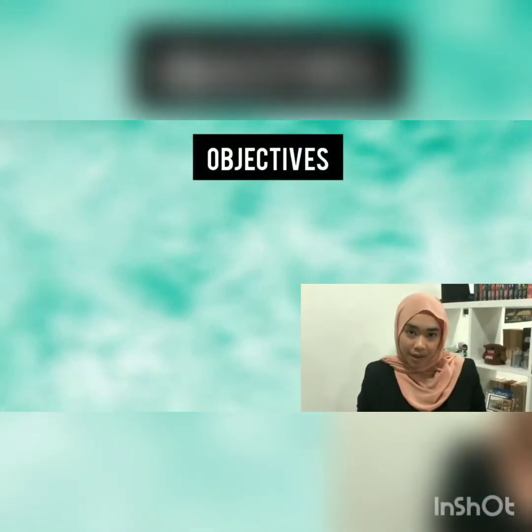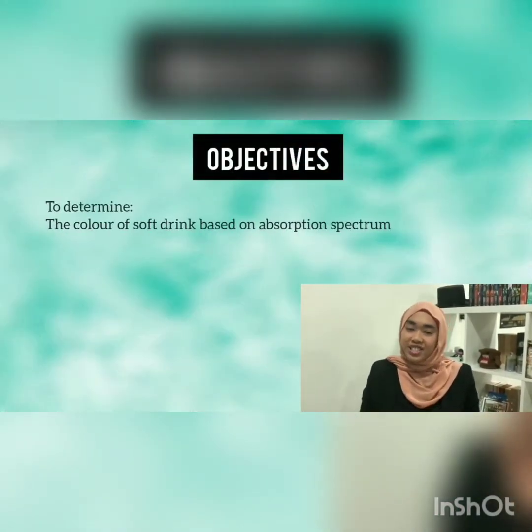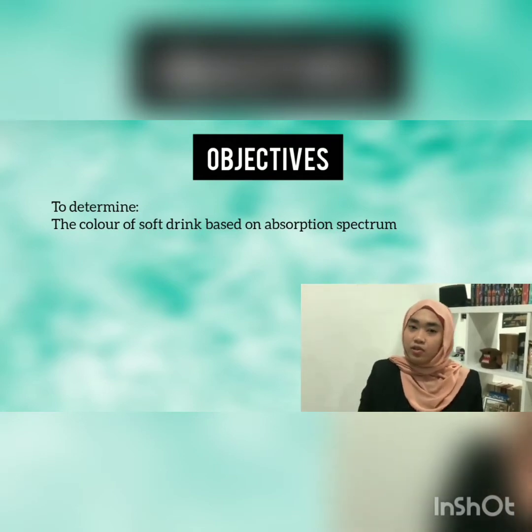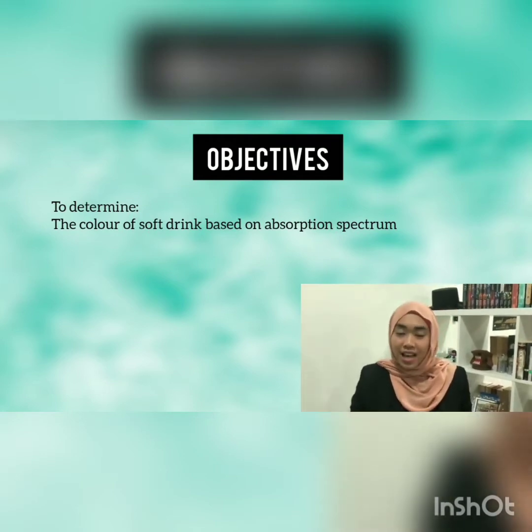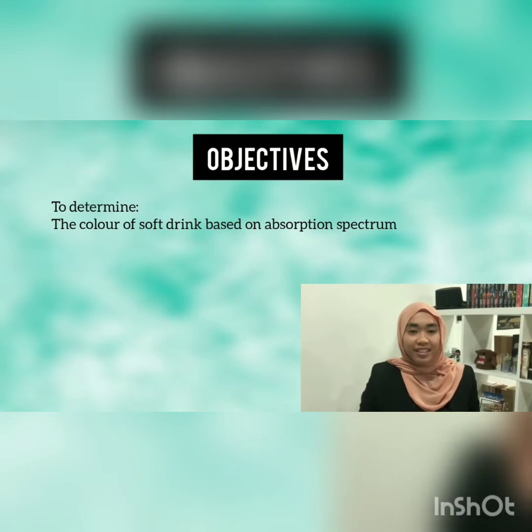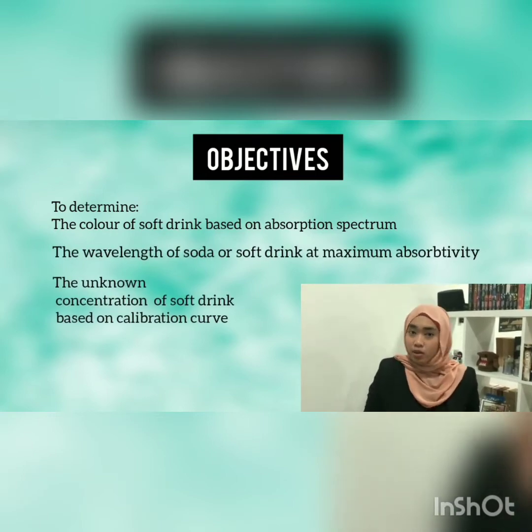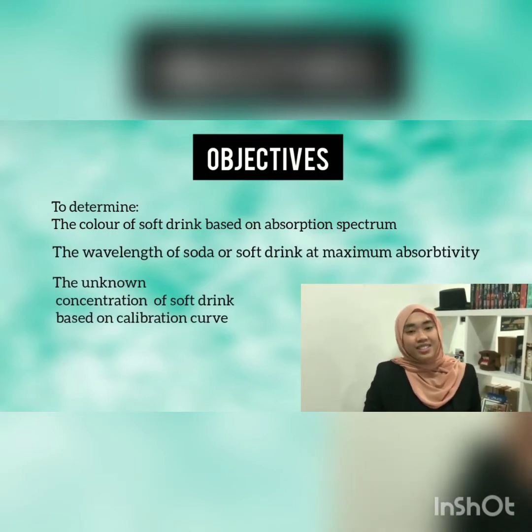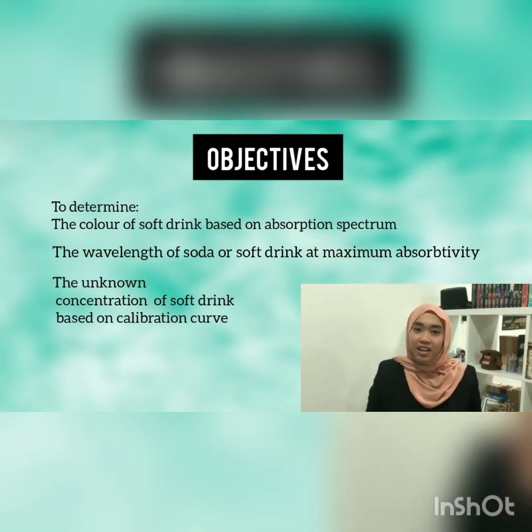The objectives of this experiment are: first, to determine the color of the soft drink based on the absorption spectrum. Second, to determine the wavelength at maximum absorptivity, and finally, to determine the concentration of the soft drink based on the calibration curve.